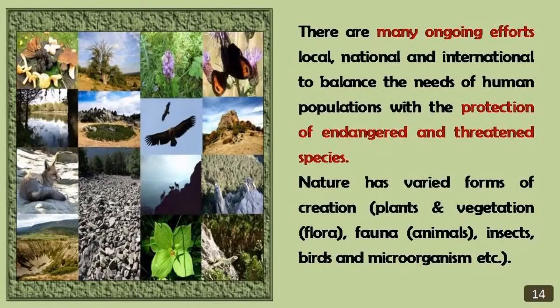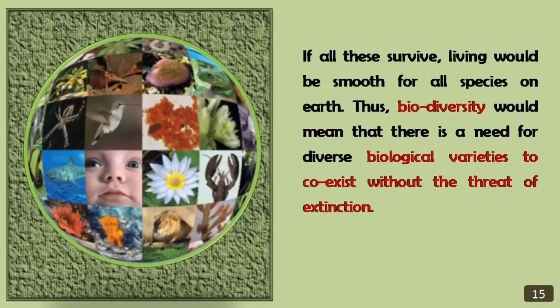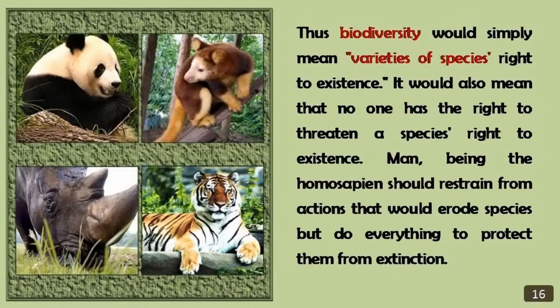Nature has varied forms of creation. They are plants and vegetation called as flora, animals, insects, birds, and microorganisms termed as fauna. If all these survive, living would be smooth for all the species on Earth. Thus, biodiversity would mean that there is a need for diverse biological varieties to coexist without the threat of extinction. Thus, biodiversity would simply mean varieties of species' right to existence.